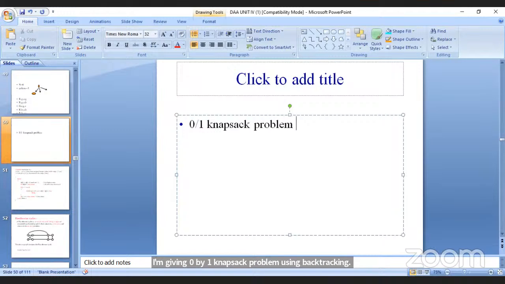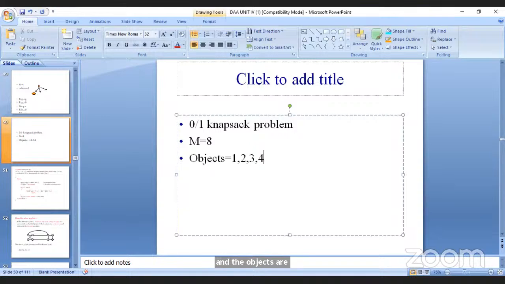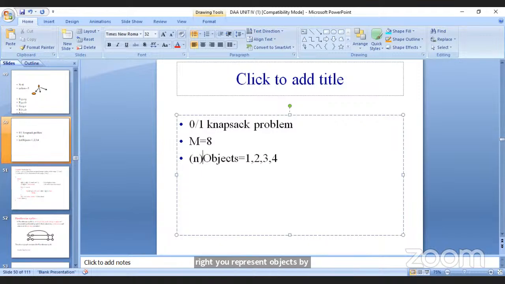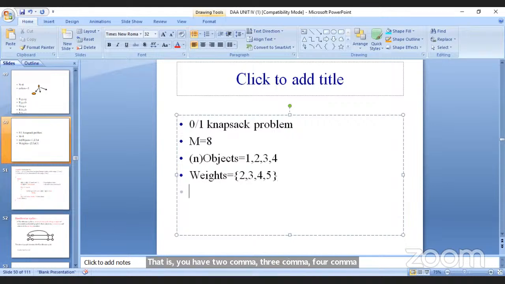This is the question. You have to solve it. Okay, here the size of the bag is 8. M is equal to 8. And the objects are 1, 2, 3, 4. So there are totally 4 objects. Right? You represent objects by n, small n. Okay na? Next వచ్చేసి దాని weights. The weights of the objects are like this. That is, you have 2, 3, 4, these are the weights. Right?